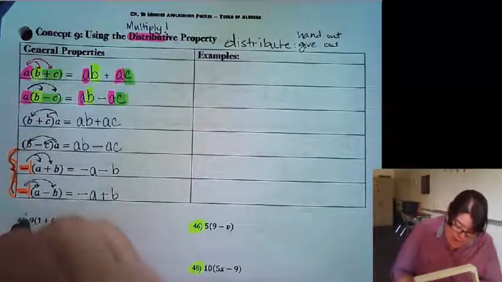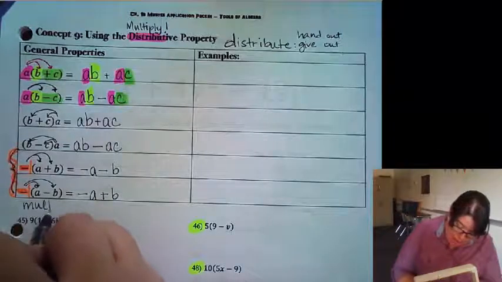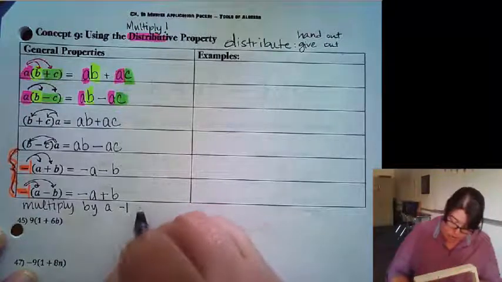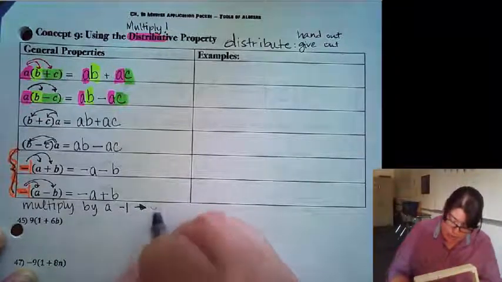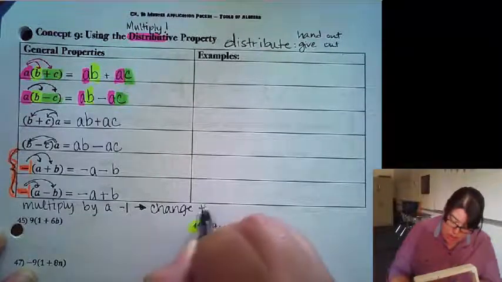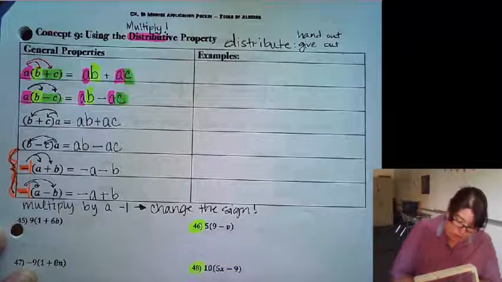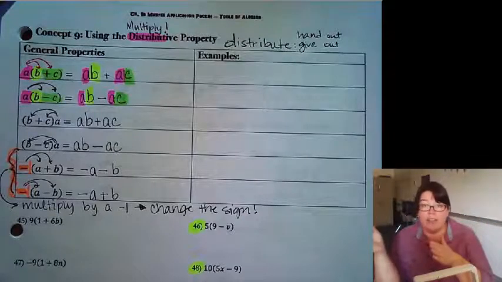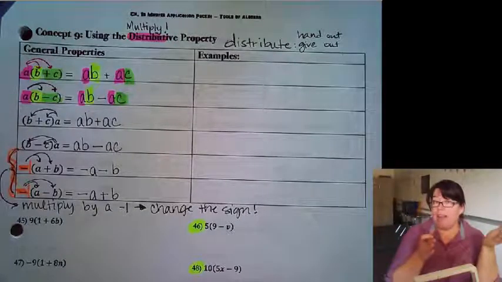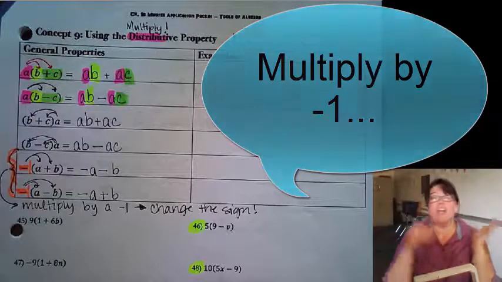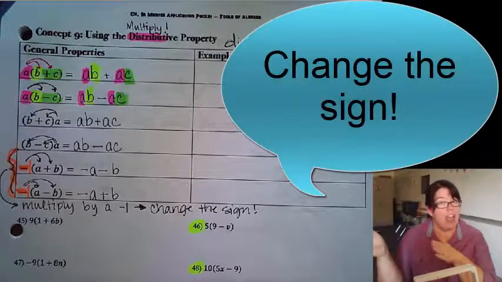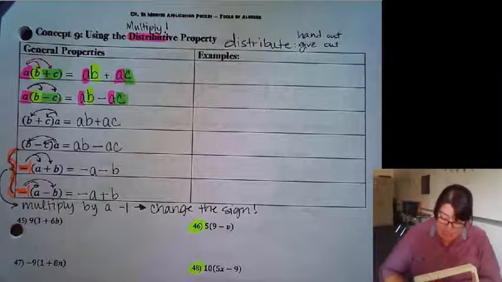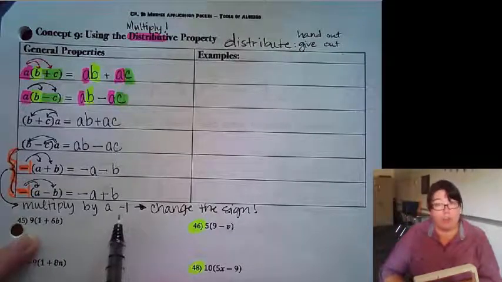Here's what it is. Anytime you multiply by a -1, all it's going to do is change the sign. So for these two, I want you to know, multiply by a -1, change the sign. Okay, repeat after me. Multiply by a -1, change the sign. That's really important, and you need to remember it, okay? So say it over and over again. Anytime you multiply by a -1, all you have to do is go through and change the signs.